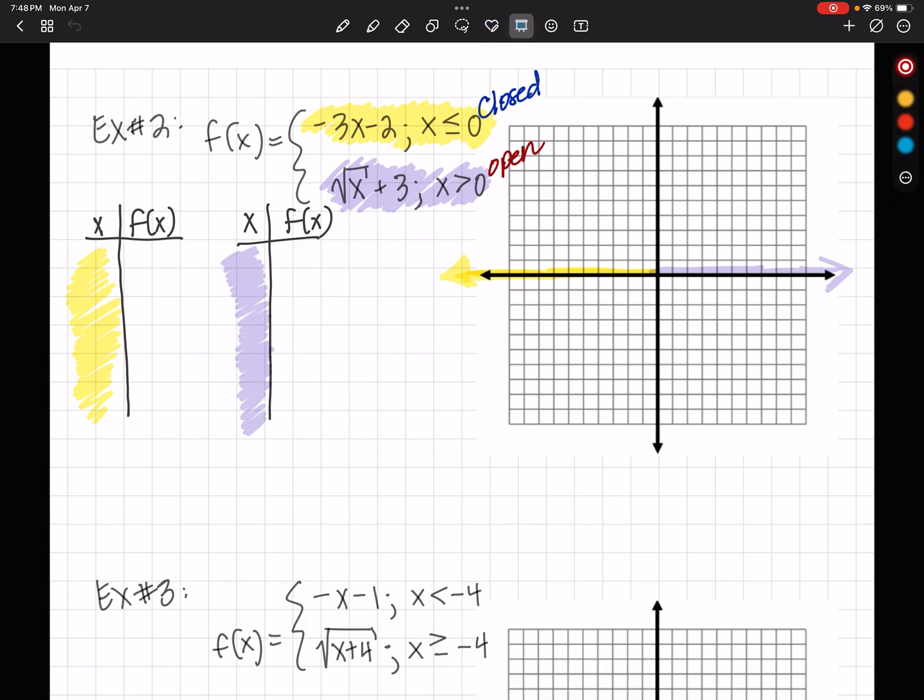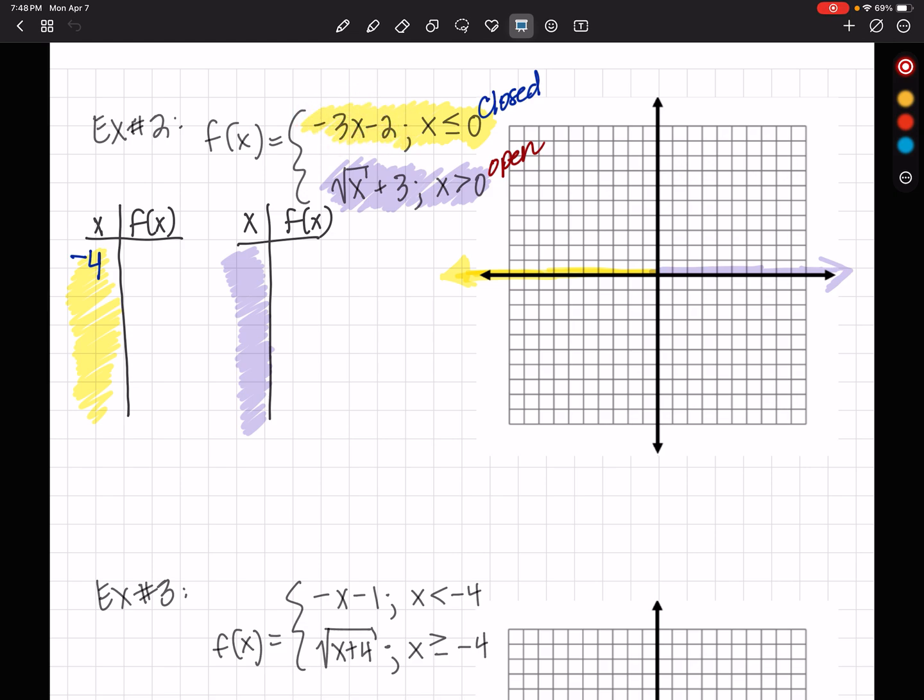So some values that are x is less than or equal to 0, I could put in a negative 5, and that would give me 15 minus 2, which would be off the grid. I can put in a negative 4, and that would work. So let's start there. We put a negative 4 in. When we put a negative 4 in, it's going to go into the yellow piece. It's part of the yellow domain. So it goes into the yellow function rule.